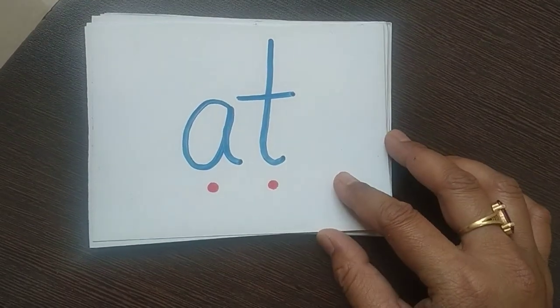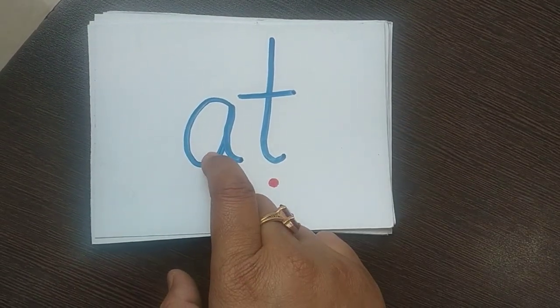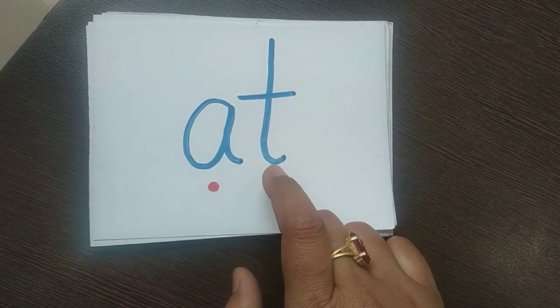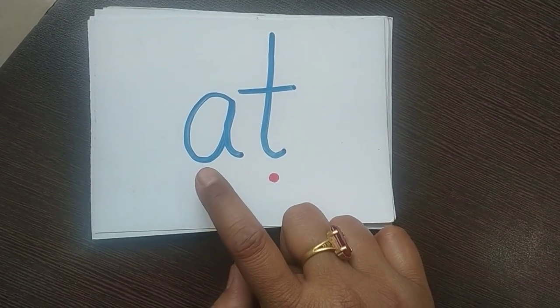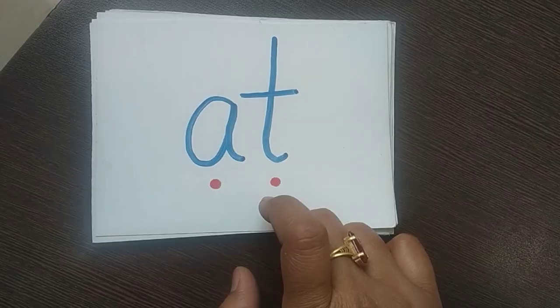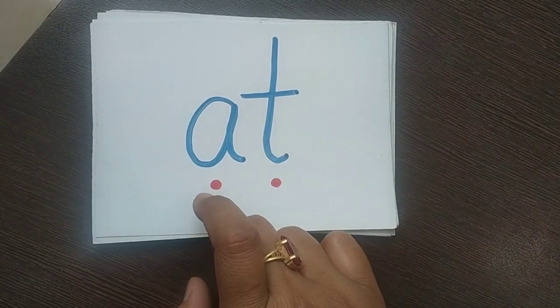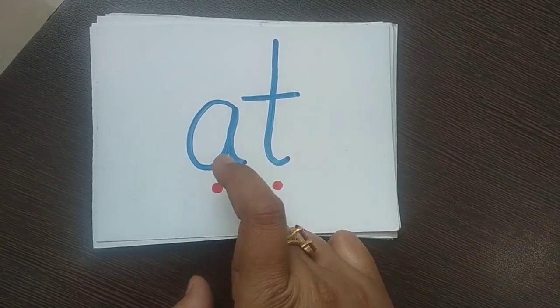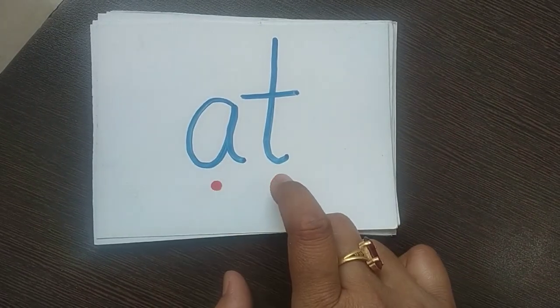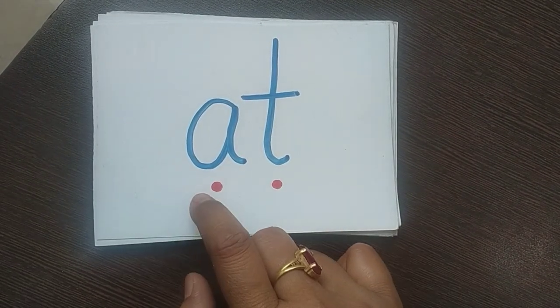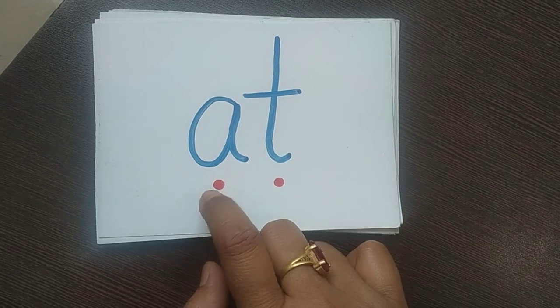So for example, the sound of letter A is A and the sound of letter T is T. So we will read the word with the sounds only. We will not say the letter name. We will say the sound only. Like A, T, at, at.